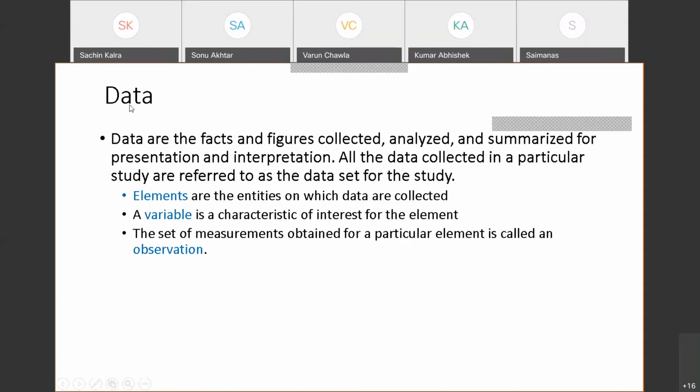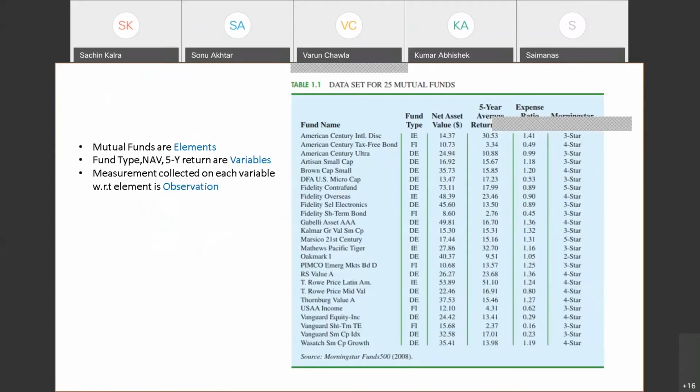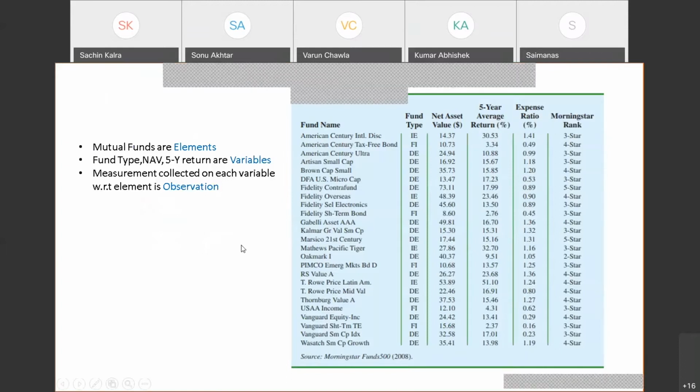Let's learn by an example. Now, in this example, you see it's a data set for some mutual funds. Here we are collecting data for mutual funds particularly. So mutual funds are the elements in this data set. The information we are collecting is the fund type of the mutual fund, the NAV, the 5-year return, the expense ratio, and a rating agency rank, Morningstar. So these would be called the variables or the columns.